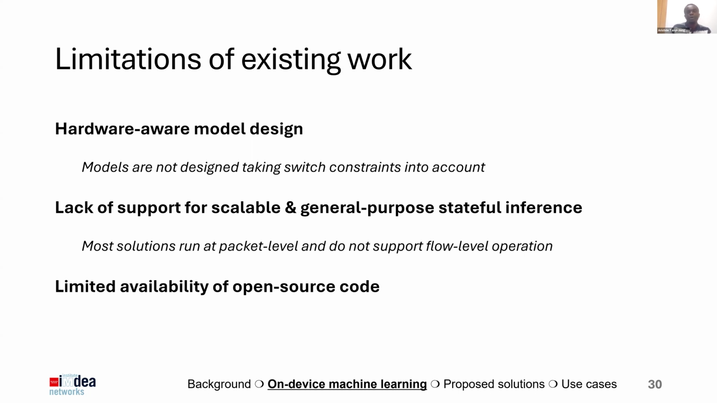Also, the majority of the solutions existing at the time when we started working on this were stateless, so basically per-packet classification. Of course, per-packet classification is limited in the sense that you only have basic features that you can extract from the headers of packets, and so you cannot leverage relationships that exist between different packets of flows. And also, the majority of the work that was done was not publicly available. So in the works that we proposed, we tried to address these different constraints.